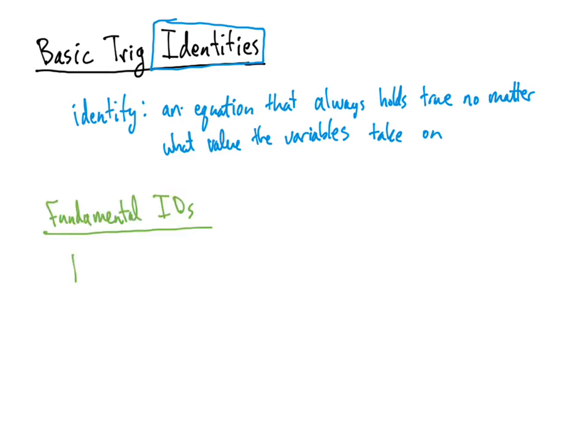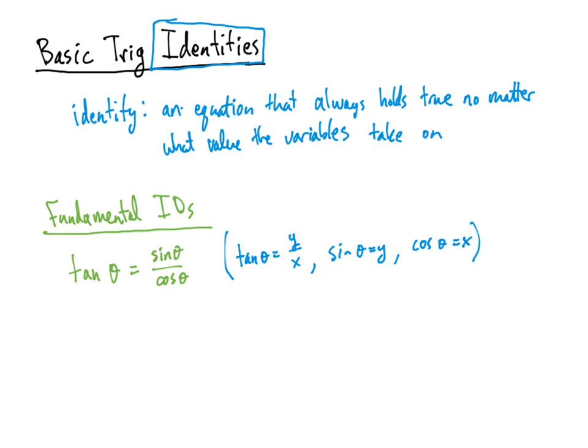So the first type of trig identity are the fundamental identities. So the first one, we can say tangent of theta, where theta is an angle, is equal to sine of theta divided by cosine of theta. Okay, we saw something like this when we were talking about the unit circle. How we said tangent of theta is equal to y over x, sine of theta was equal to y, cosine of theta was equal to x. So if we say tangent of theta is equal to y over x, well, y is equal to sine of theta, x is equal to cosine of theta. So we can say that tangent theta is equal to sine theta over cosine theta.